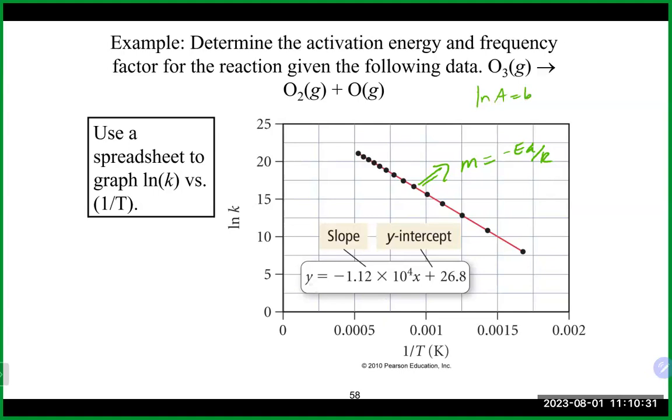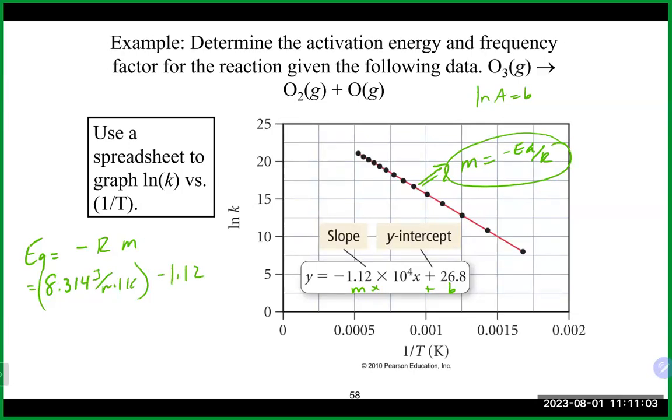So this is our y equals mx plus b. We can find the activation energy as minus R times our slope, found by just rearranging this equation and multiplying R to the other side. R in this case is a constant, 8.314. Our slope in this case is negative 1.12 times 10 to the 4. And I should have a negative here as well.